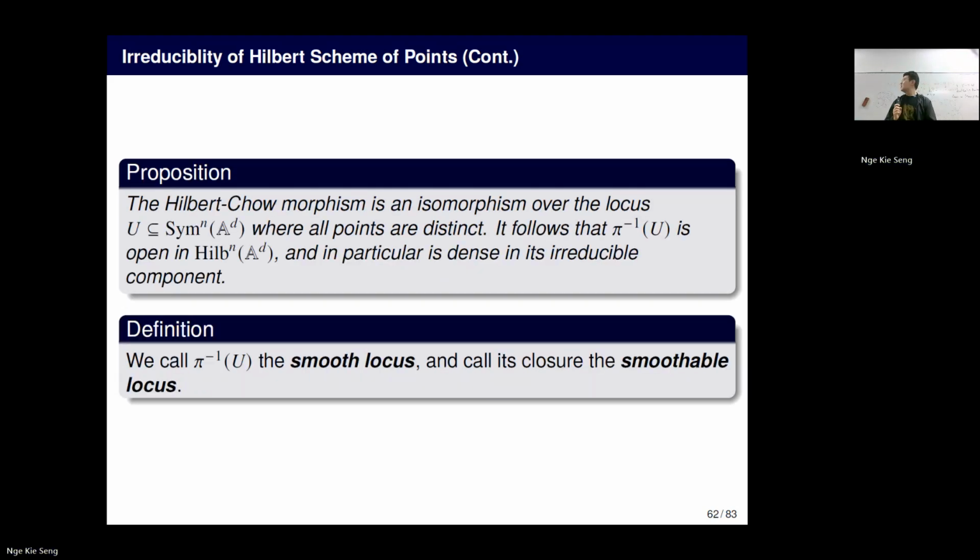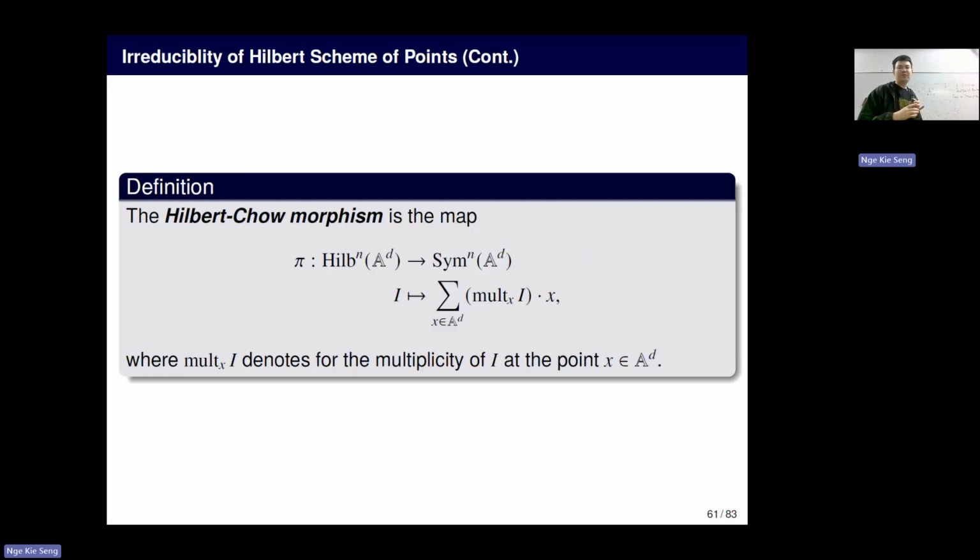And here is a proposition. So meaning the Hilbert-Chow morphism can be treated as taking the multiplicity of the ideal. Okay. And sorry, I forgot to mention that Justin already explained why this thing should live in Sym^n A^d, right? Because it can be expressed as isomorphic to a product of the quotient of the polynomial ring by the ideal, right? And so, yeah.